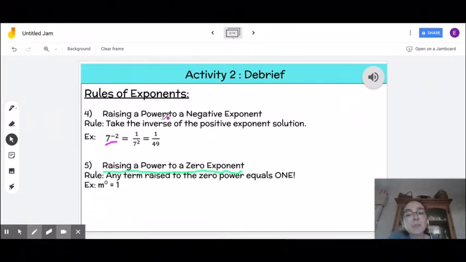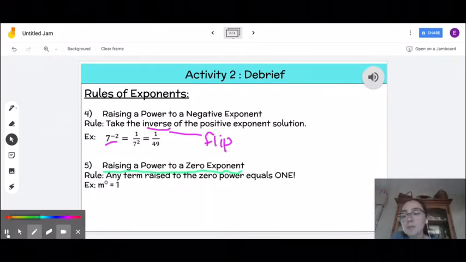Raising a power to a negative exponent. The rule is to take the inverse, or what we know as the flip, of the positive exponent solution. So we gave an example here: 7 to the negative 2 power is equal to 1 over 7 to the second power, which is equal to 1/49.